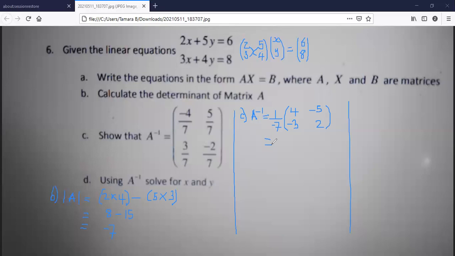So 1 over -7 becomes what we call a scalar. So we're going to multiply each element inside the matrix, the adjoint matrix, the rearranged matrix, by 1 over -7. So 1 over -7 times 4 becomes 4 over -7.